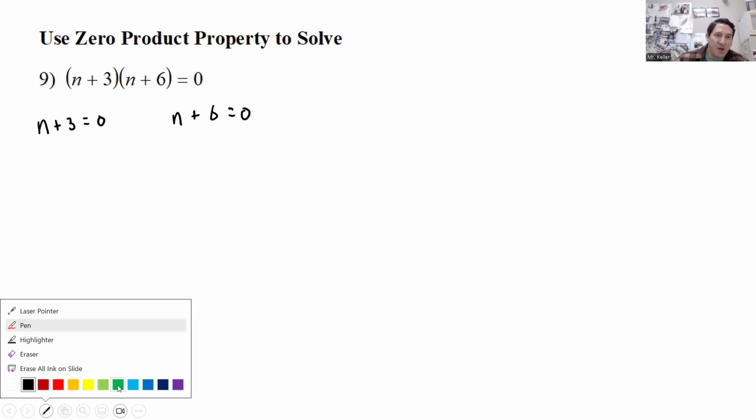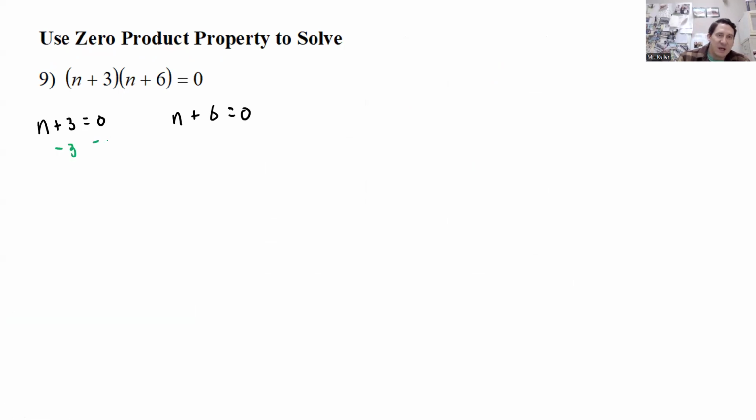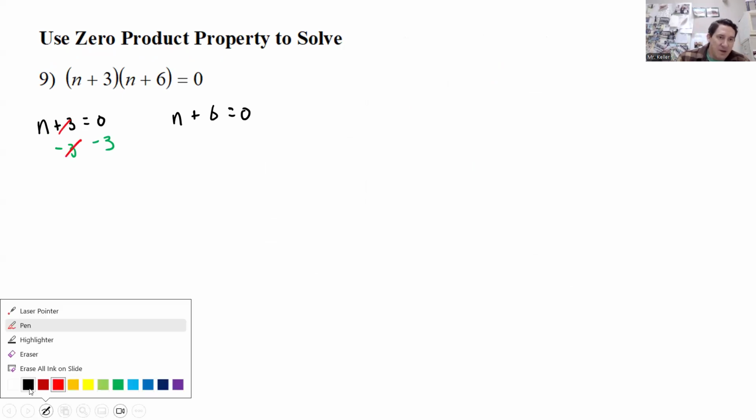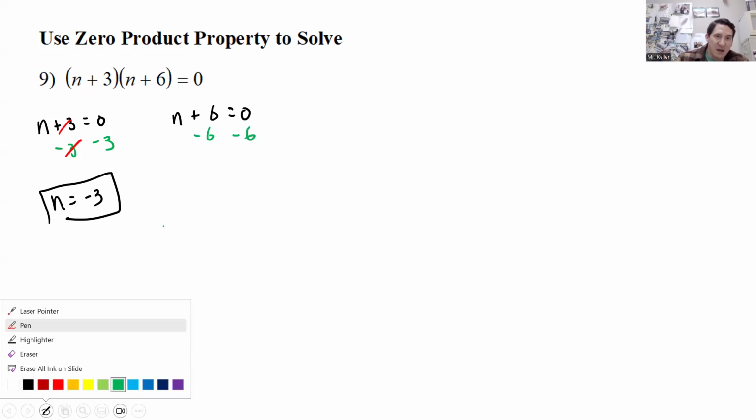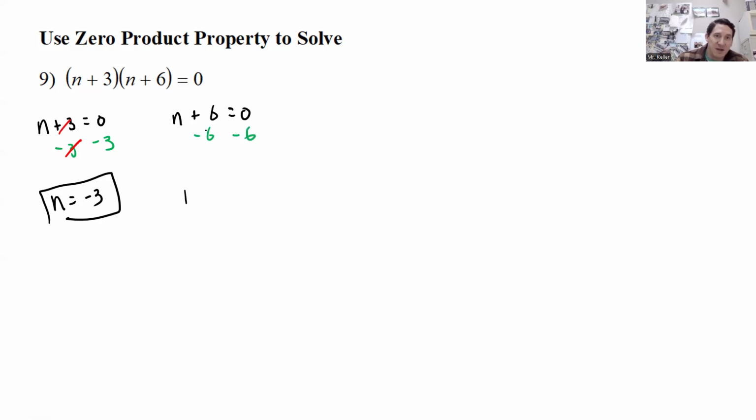So on this one, you can subtract 3 from both sides. Plus 3 minus 3 cancels out. And you're left with n is equal to -3. So n can be -3. This one over here, subtract 6. You get plus 6 minus 6 cancels out. So you get n is equal to -6. So those are our 2 solutions, -3, -6. This is stuff you should be able to do in your head, right? Solving these one-step equations can be done in your head.